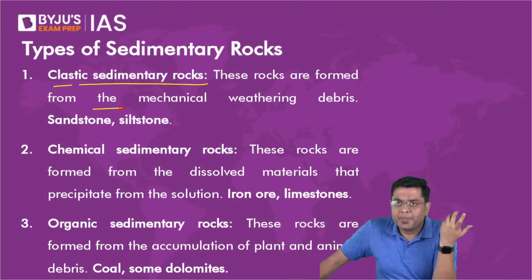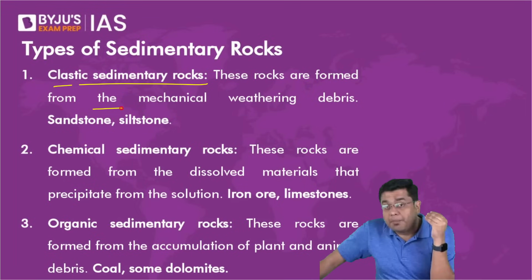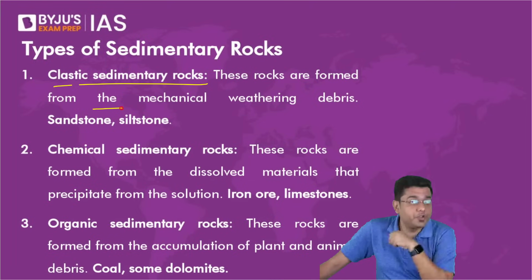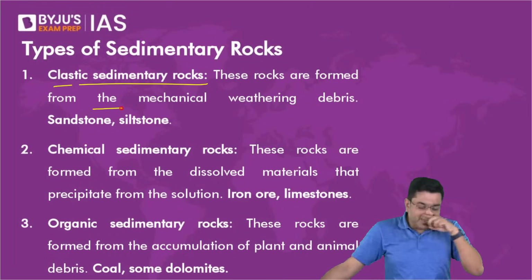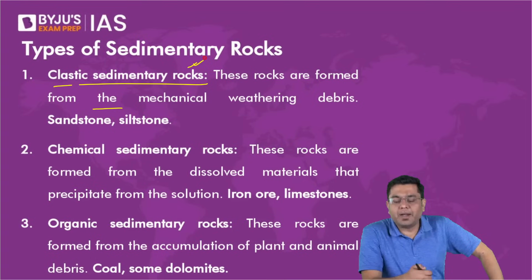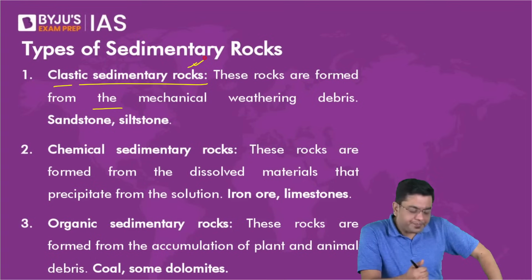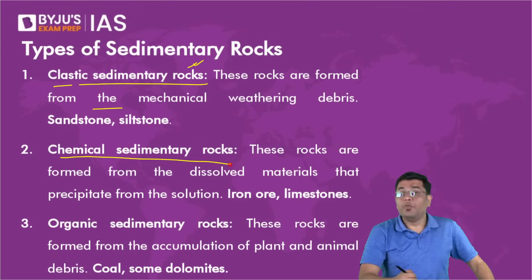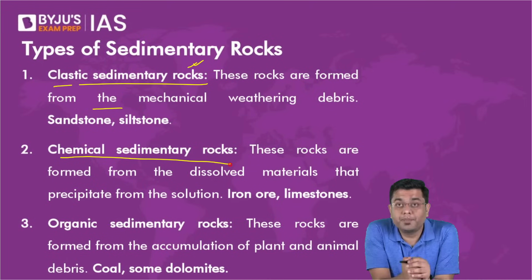What is silt? The deposits that the river brings, that is what is referred to as silt. So those deposits get turned into siltstone. So this is what is referred to as a clastic sedimentary rock, even conglomerate for that matter, correct? Now, then you have chemical sedimentary rock. What are chemical sedimentary rocks?